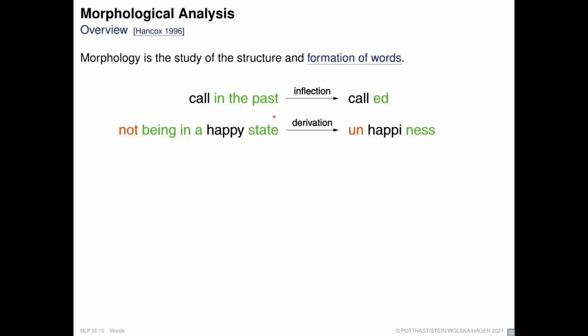Now, a word that describes this state, the state namely of not being in a happy state, can be expressed using the word unhappiness. And you can see here how words can be formed from other words using derivation, in this case, derivational processing. And again, the core meaning of the word is in the root form of this word. We are expressing something about the state of being happy. So the root form in the base case is happy.